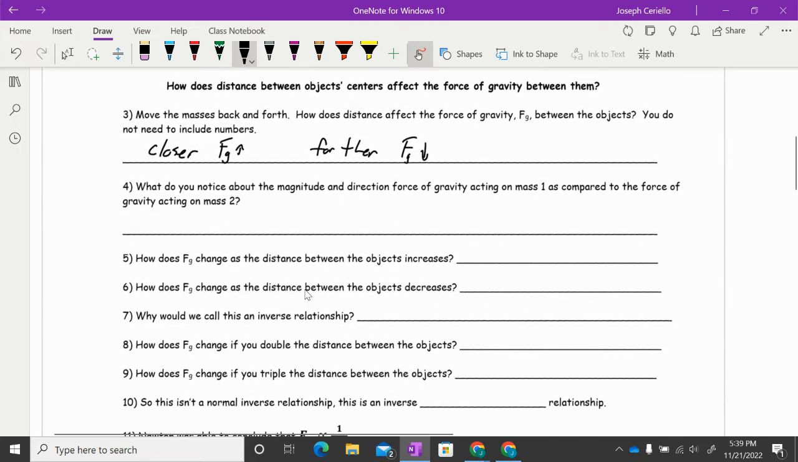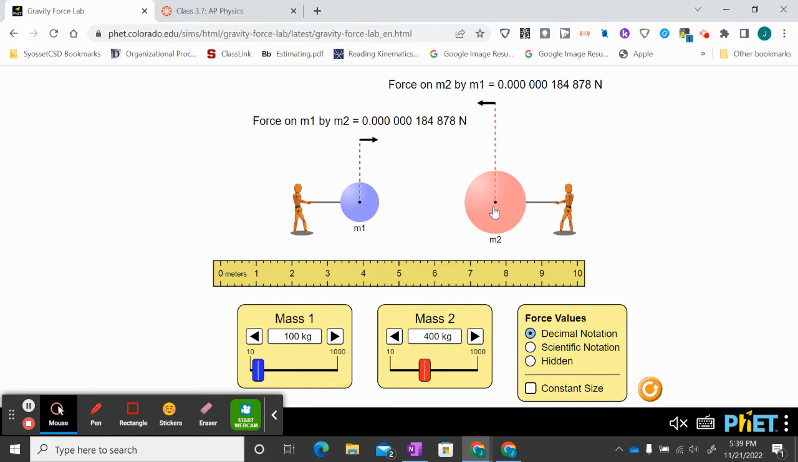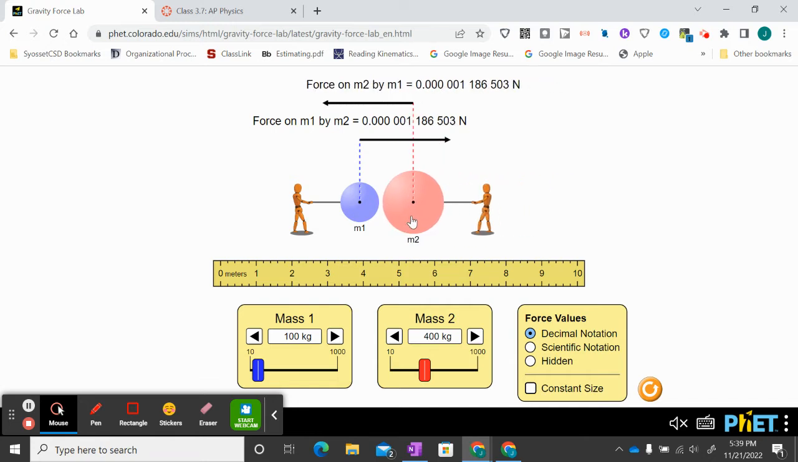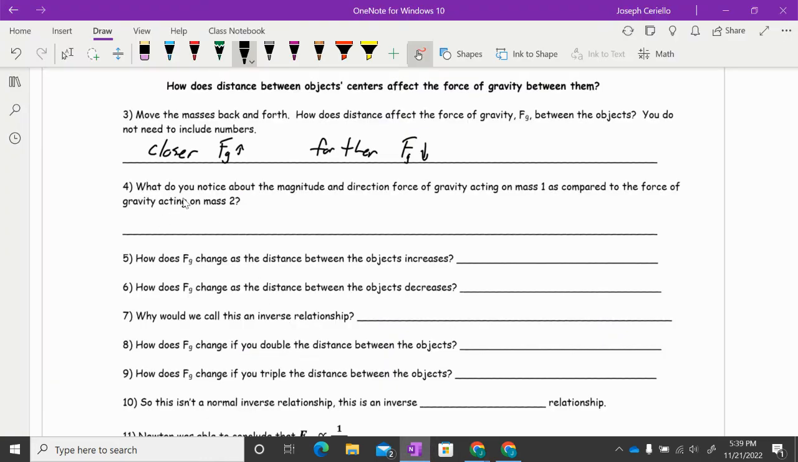Now, what do you notice about the magnitude and direction of the forces acting on one another? So this is a really important idea. Notice that even though M2 is 4 times the mass of M1, they still always feel the same force as the other one. This is Newton's third law in action. So what do you notice about the magnitude? Equal magnitude, opposite direction.